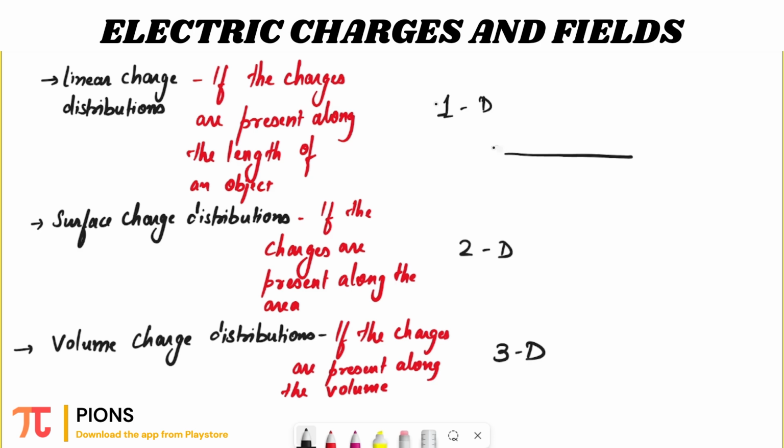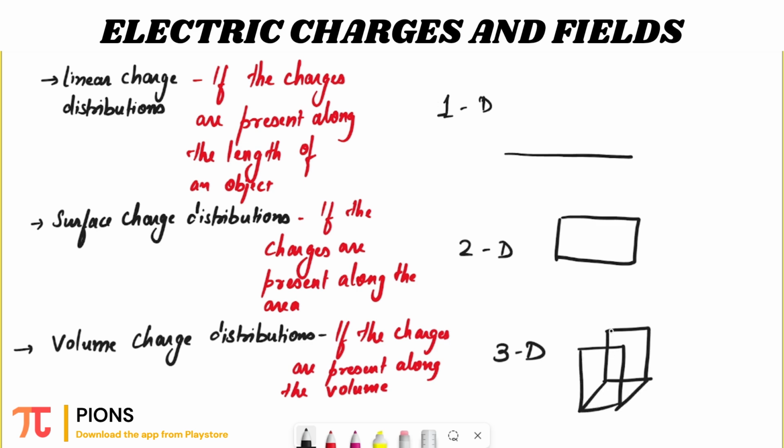So charges are mostly distributed along length. Similarly, if I take a paper sheet and ignore the thickness, because the thickness is negligible compared to the area, the length and breadth become prominent but the height becomes negligible. So that's 2D. Similarly, a 3D object will be a cube or cuboid, where length, breadth, and height all become prominent.